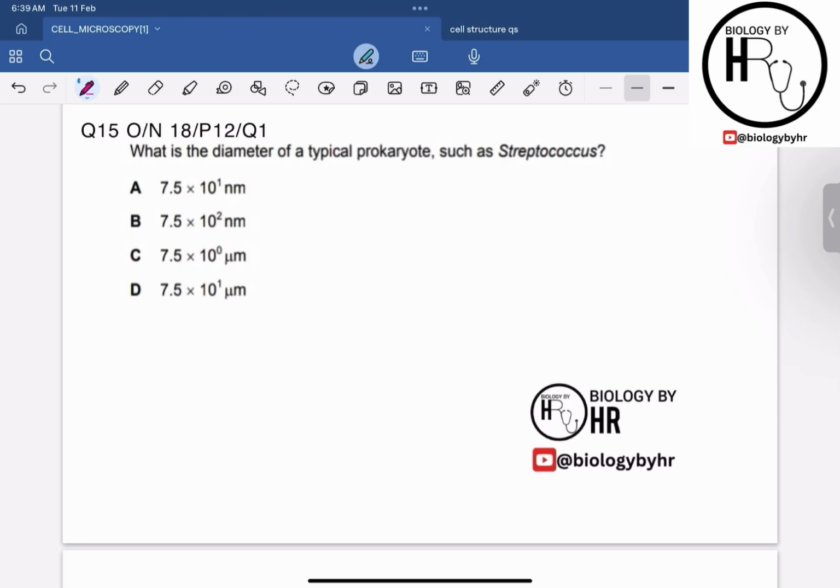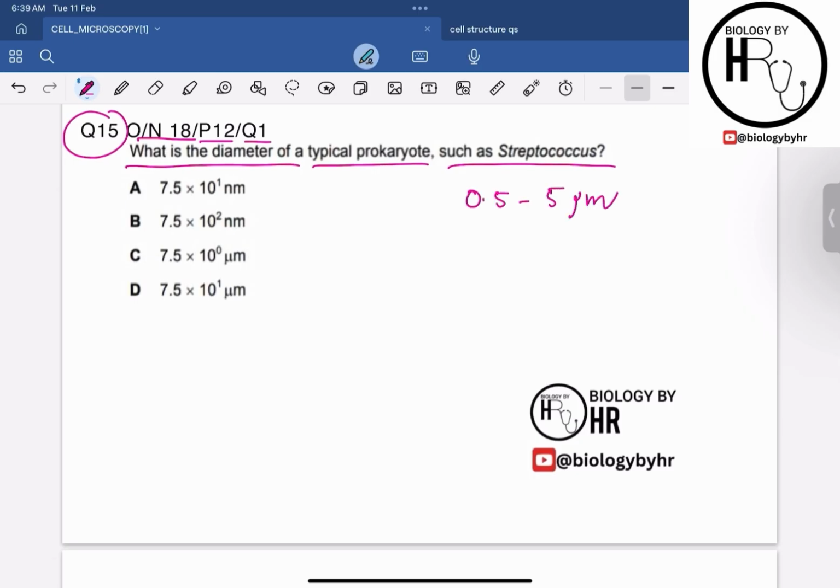In question 15, which is from October November 18, paper 1 question 1, they are asking what is the diameter of a typical prokaryote such as Streptococcus. You have to learn the range of this value from your notes, which is 0.5 to 5 micrometers, right?